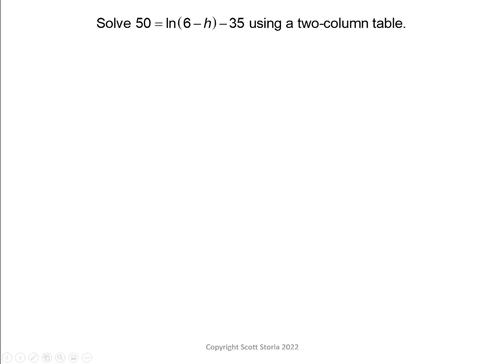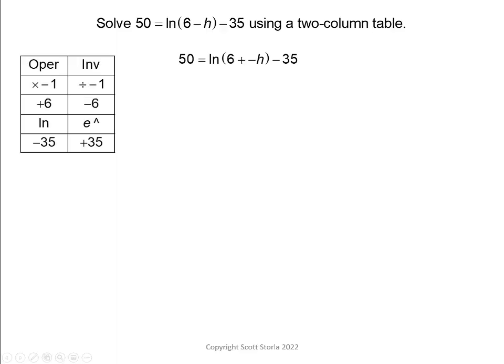How about here? I notice first that I'm subtracting my variable, and so I'm going to rewrite that as adding an opposite. Then I'll build my 2-column table. By order of operations, I'd multiply by -1, add 6, take natural logarithm, and then subtract 35. Now, using my inverse operators, I'll add 35 and simplify.